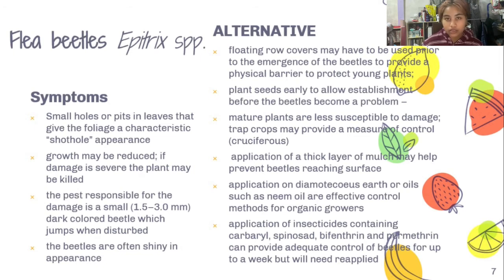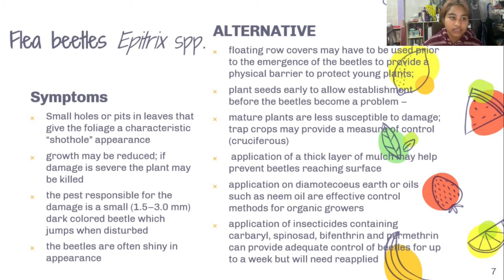Next, flea beetles, Epitrix species. Symptoms of flea beetle damage: small holes or pits in the leaf that give the foliage a characteristic shot-hole appearance. Young plants and seedlings are particularly susceptible. Plant growth may be reduced. If damage is severe, the plant may be killed. The insect responsible for the damage is small, 1.5 to 3.0 mm. It is a dark-colored beetle which jumps when disturbed.